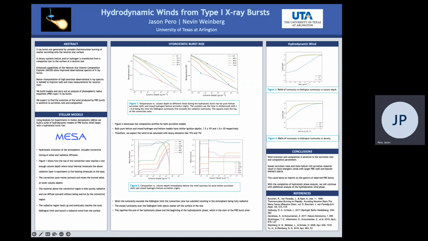In conclusion, it is clear that evolution and composition of the wind is sensitive to the accretion rate and composition parameters. In general, slower accretion rates and more helium-rich accretion material result in more energetic winds, with larger PRE bursts and heavier element ejecta, which could leave an imprint on the spectra of observed PRE bursts.